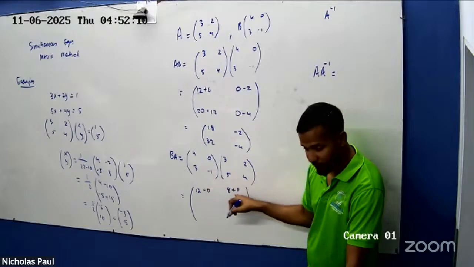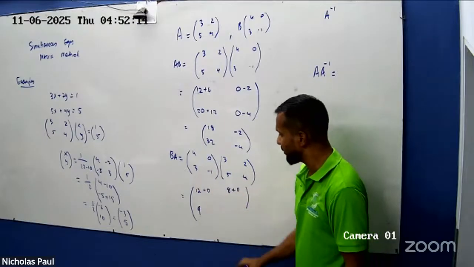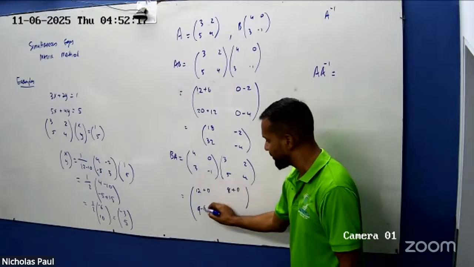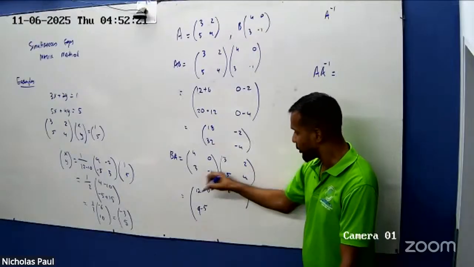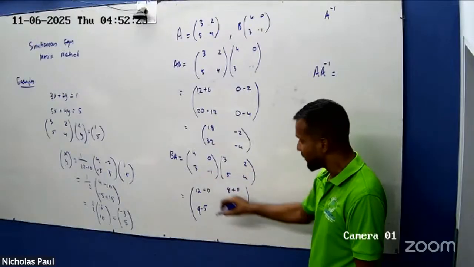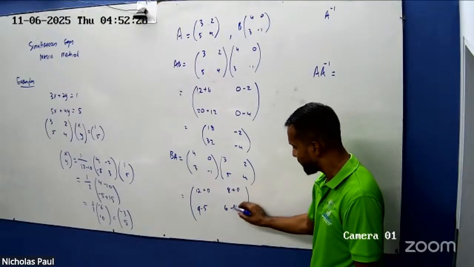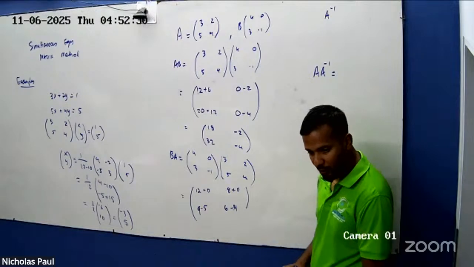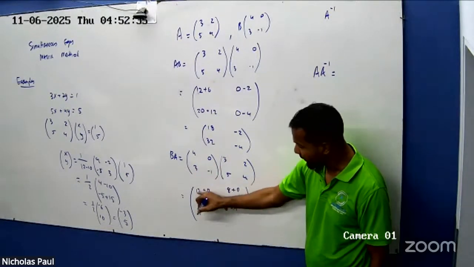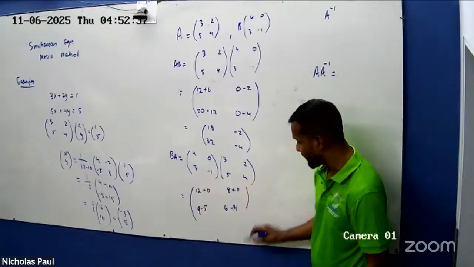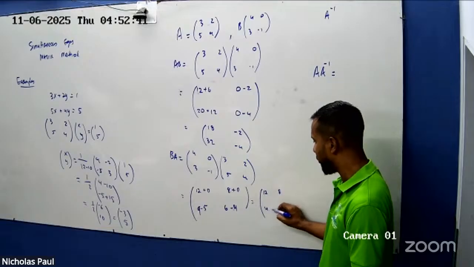Done with the first row. Second row now. 3 by 3s, minus 1 by 5s. Row by column. 3 by 2s, minus 1 by 4s. Right? So if you go by column, the first row will always give you the first row answers. Second row will give you the second row answers. So we end up with 12, 8, 4.